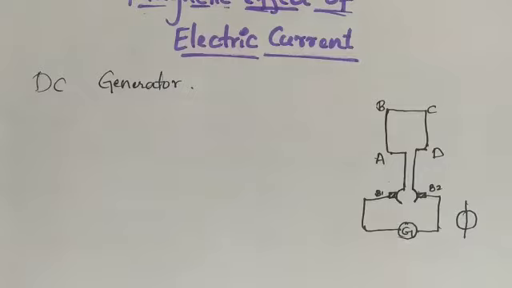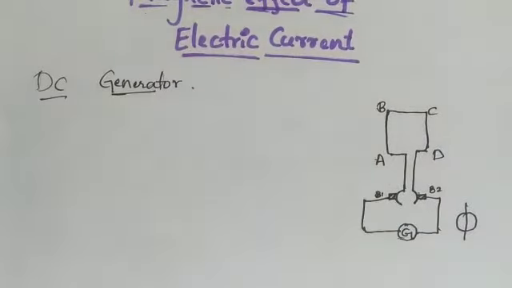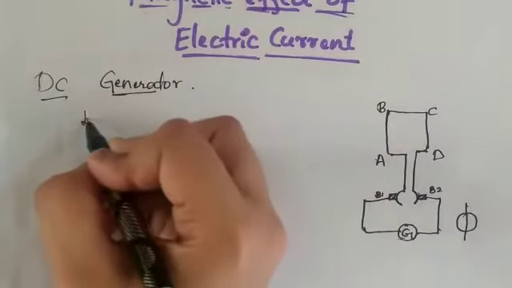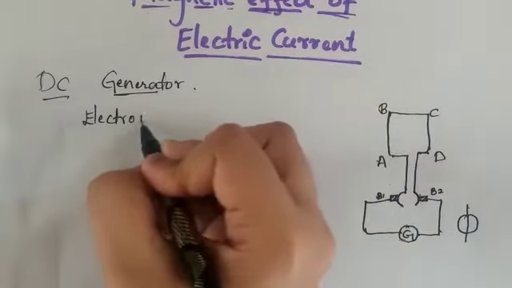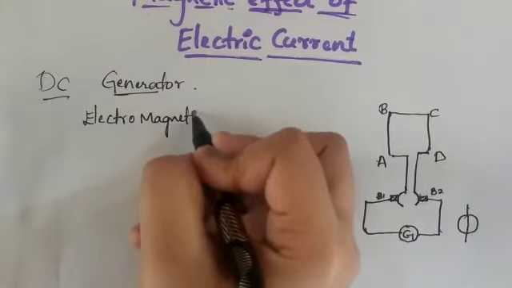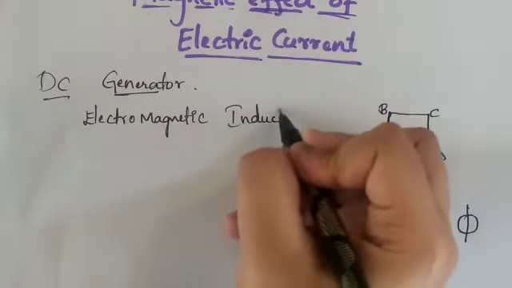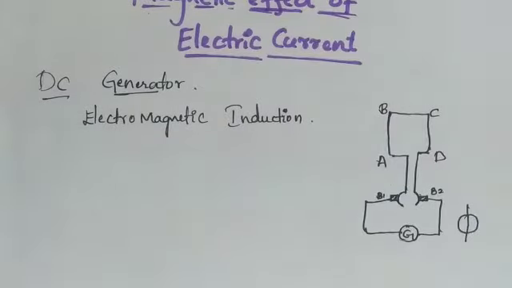So what does this DC generator mean? This is a direct current generator. Similar to the AC generator, it uses the principle of electromagnetic induction. What have we discussed about electromagnetic induction? When there is a change in flux, a current is induced in the circuit. Magnetic flux means the magnetic lines of force, so when there is a change in them, current is induced.